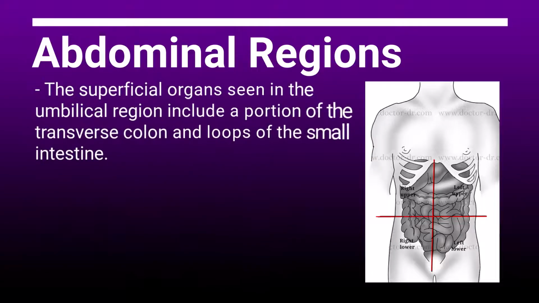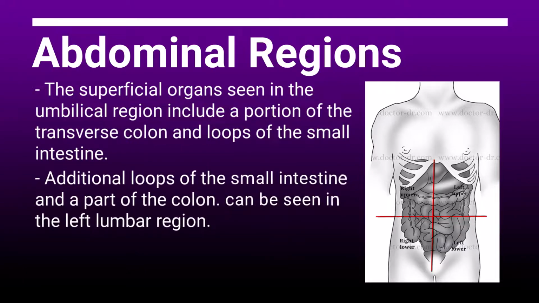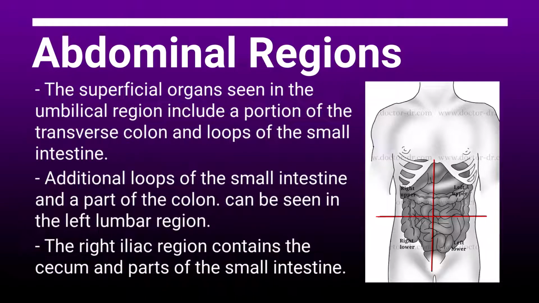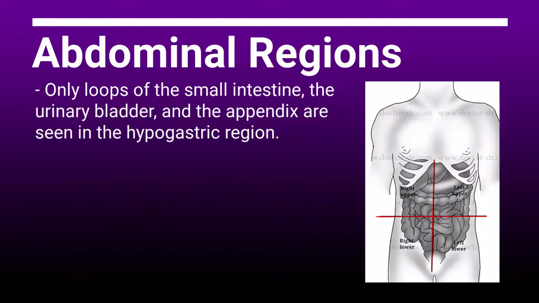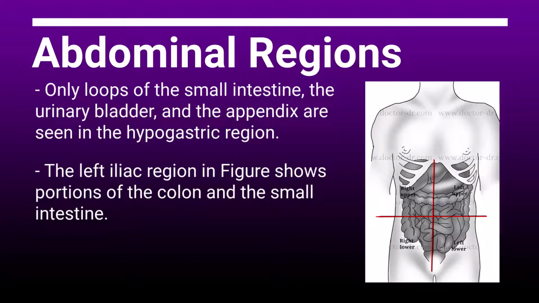The superficial organs seen in the umbilical region include a portion of the transverse colon and loops of the small intestine. Additional loops of the small intestine and part of the colon can be seen in the left lumbar region. The right iliac region contains the cecum and parts of the small intestine. Only loops of the small intestine, the urinary bladder, and the appendix are seen in the hypogastric region. The left iliac region in this figure shows portions of the colon and small intestine.